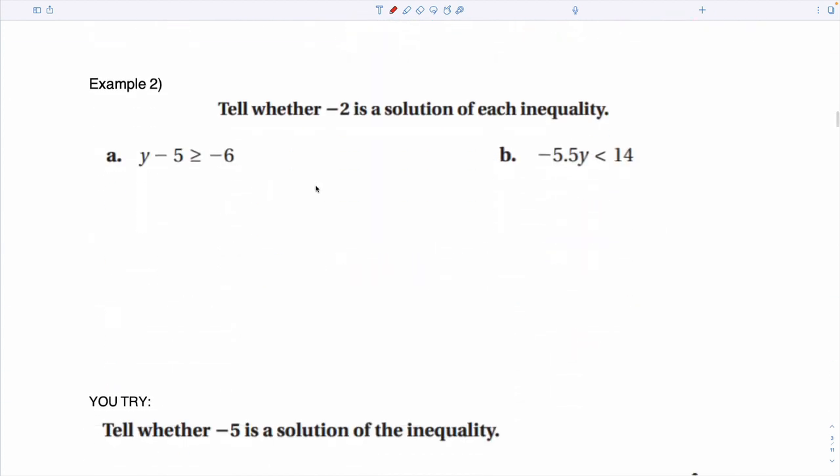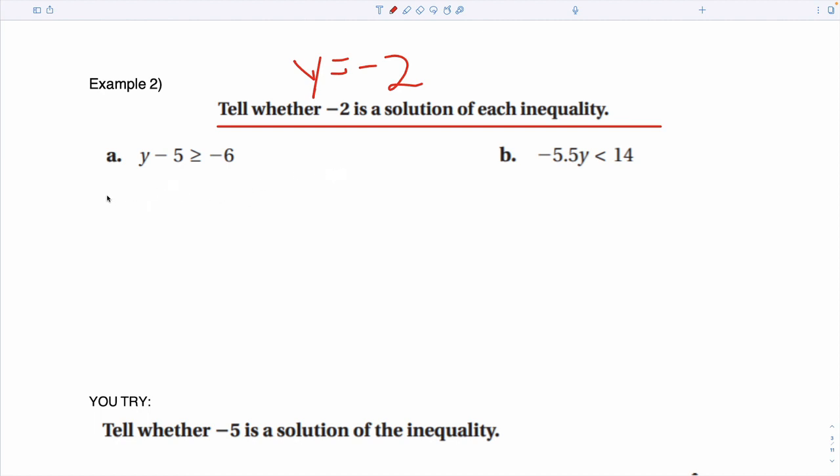Example 2, next page, I think. So that was a chart that kind of guided us through. You're going to see the language more like this on a test. Tell whether negative 2 is a solution of each inequality. Negative 2 is your y value. Write y is negative 2 above the problem. Where do I place the negative 2? Where would I replace negative 2?